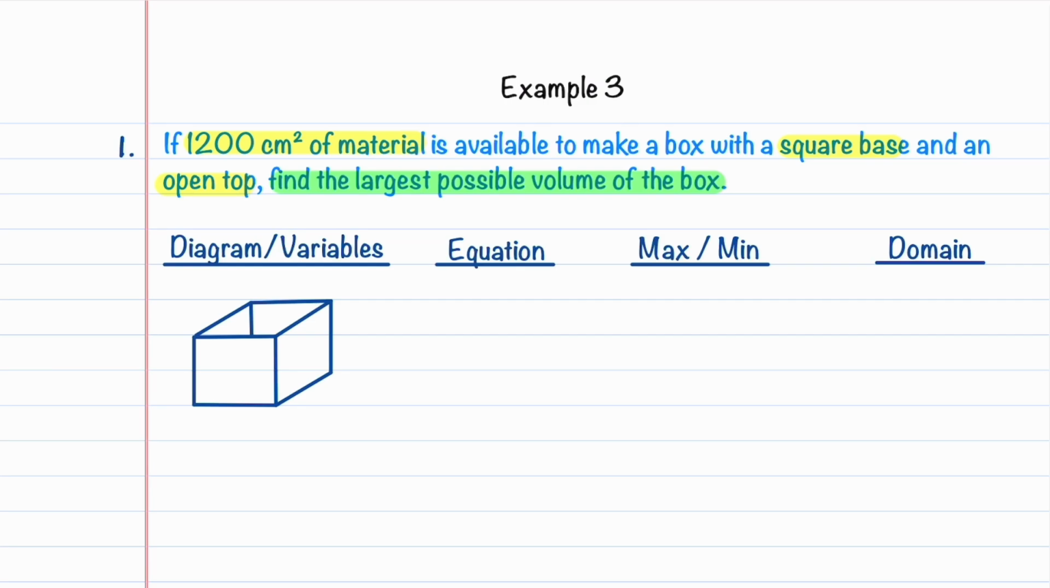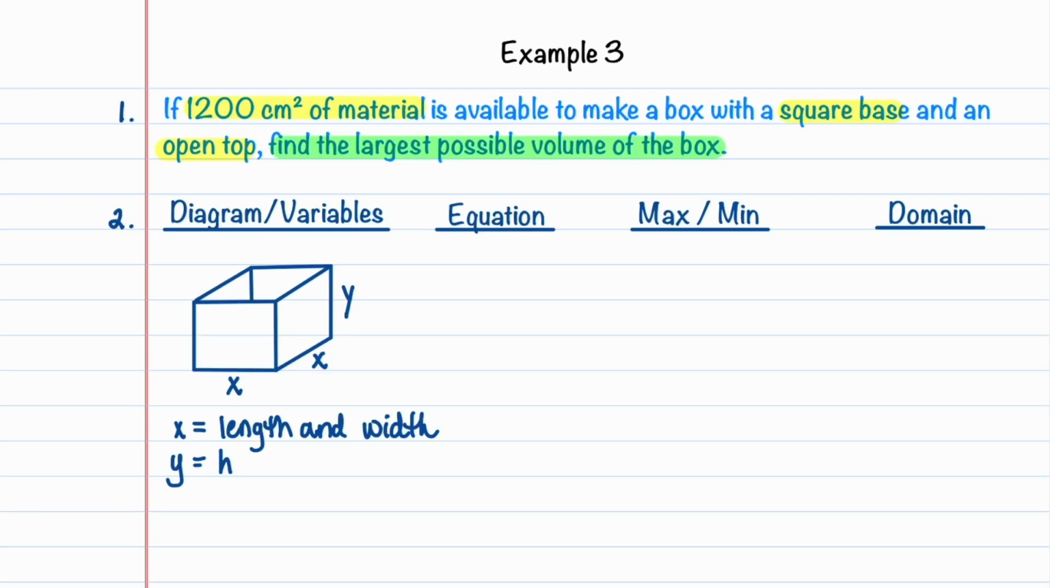The second step is to fill in each of these four categories using the information from our problem. I went ahead and drew a box with a square base. Now what we have to do is label the sides. If it has a square base, this length and this length can both be x, and then we'll let this height be y. So let's write down that x is our length and our width. You always want to write down what the variables are. And then y is our height.